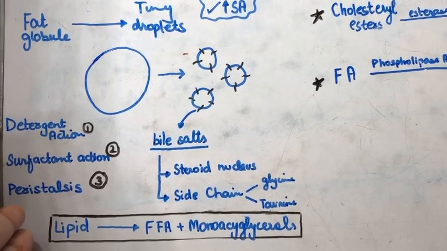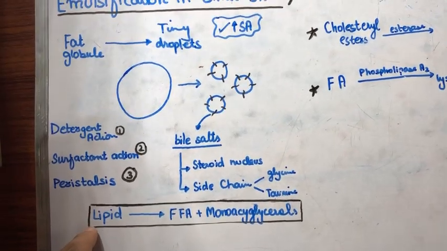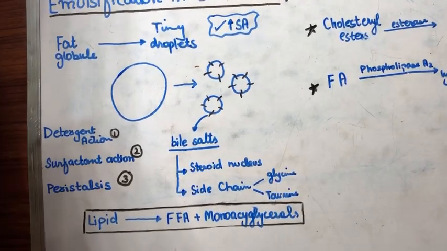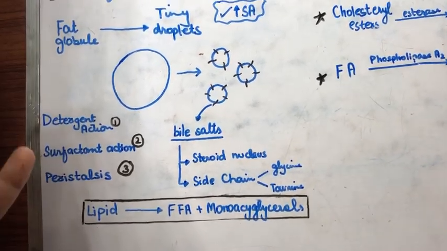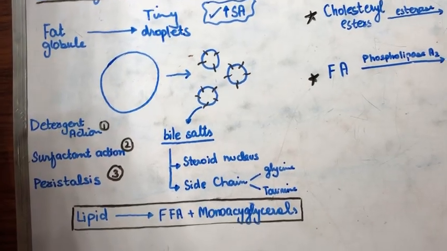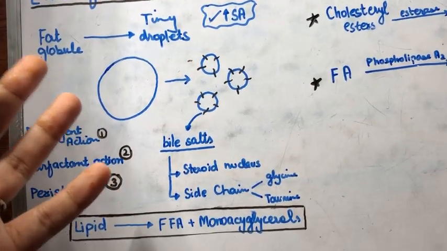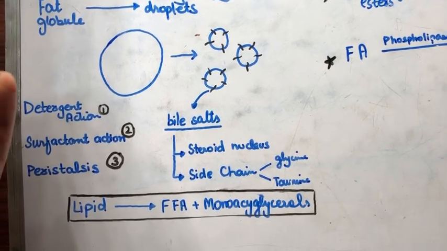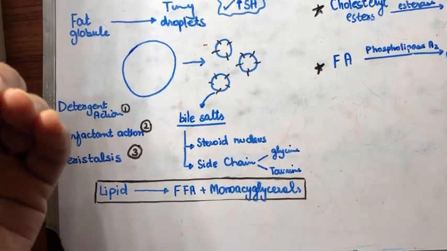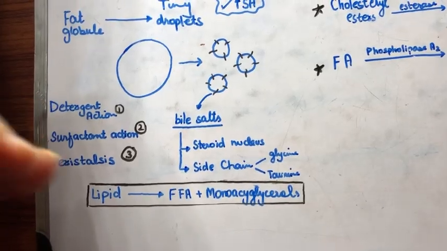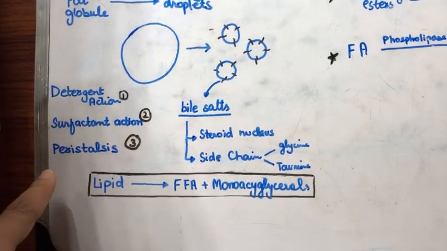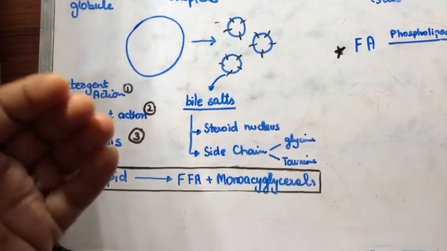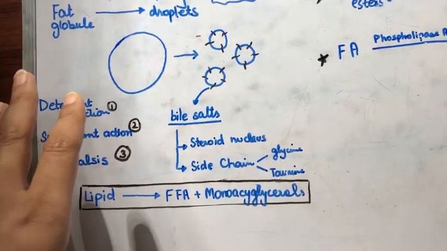The surfactant action. In emulsification, the equation is lipid which is emulsified to form free fatty acids and monoacylglycerols. For the surfactant, the monoacylglycerols and the free fatty acids combine with the phospholipid, which is lecithin, to form the surfactant. This boosts the emulsification. Then we have peristalsis, mechanical mixing, which also aids in the digestion.